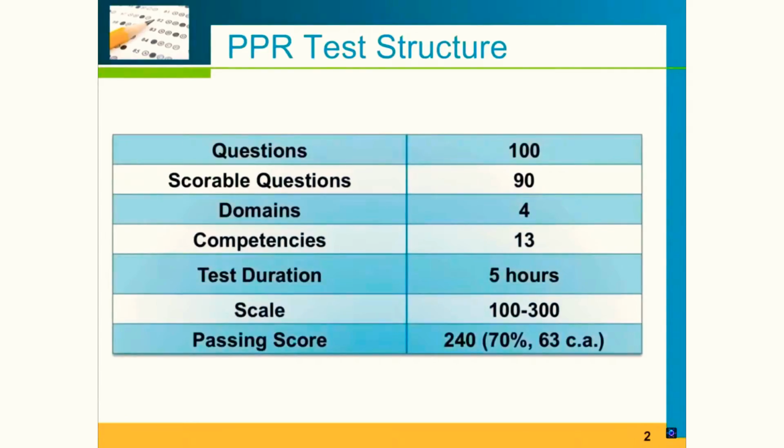You are wondering how many questions are there on the PPR test? Basically, there are 100 questions, but 90 questions are just scorable, but 10 questions, they're just testing for the next tests. Also, there are 4 domains and 13 competencies. The duration of the test is 5 hours. They are scaling this test between 100 and 300, but what you need to do is to get 240 points, which is equal to 70% of the test.